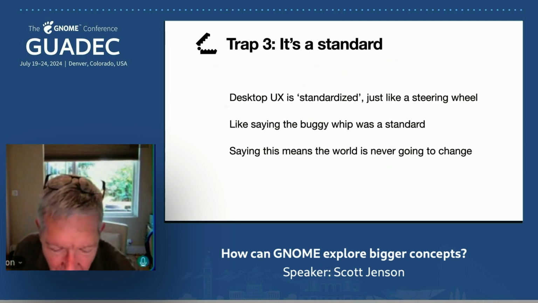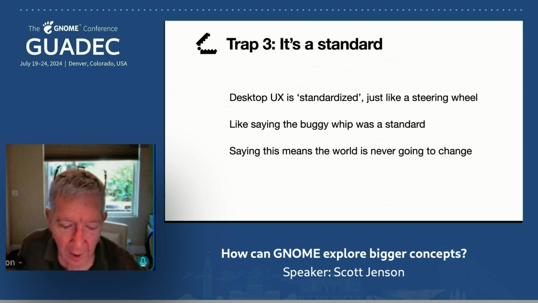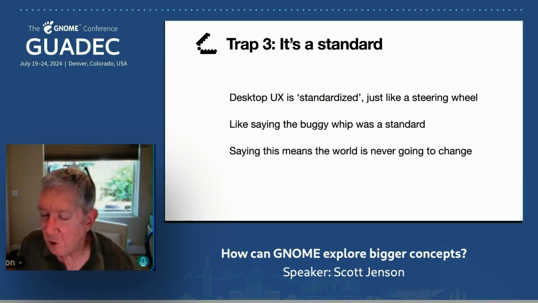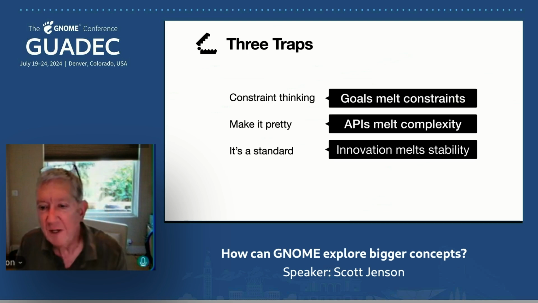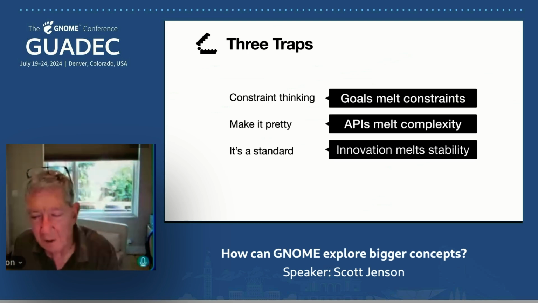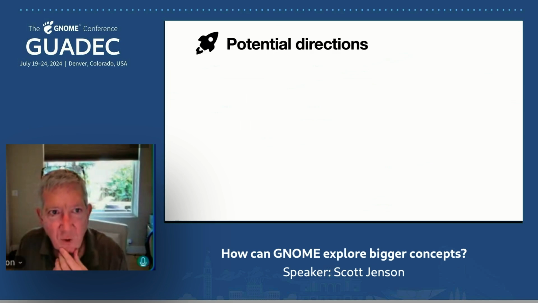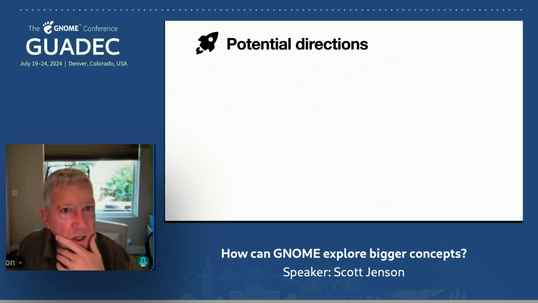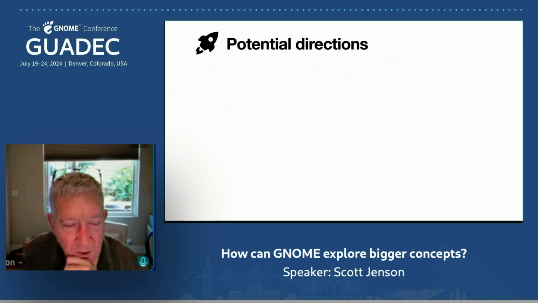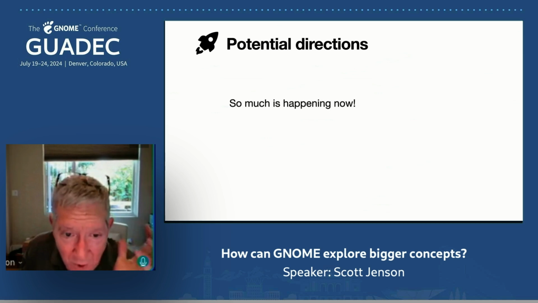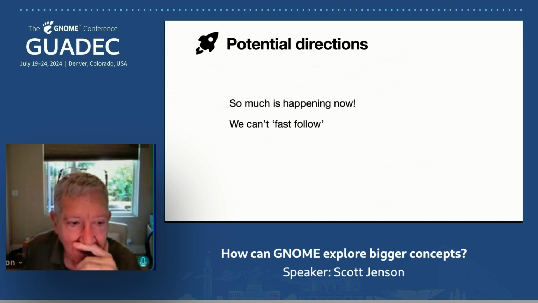No, I'm not trying to be a techno-utopian and saying we should jump on every single technological change. I think we should be slow and methodical. I'm just saying that we just can't assume it's never going to change. And so innovation tends to melt our beliefs in stability. So these are the three traps we fall into. But now I want to talk about some potential directions, because there's just so much cool stuff happening right now.